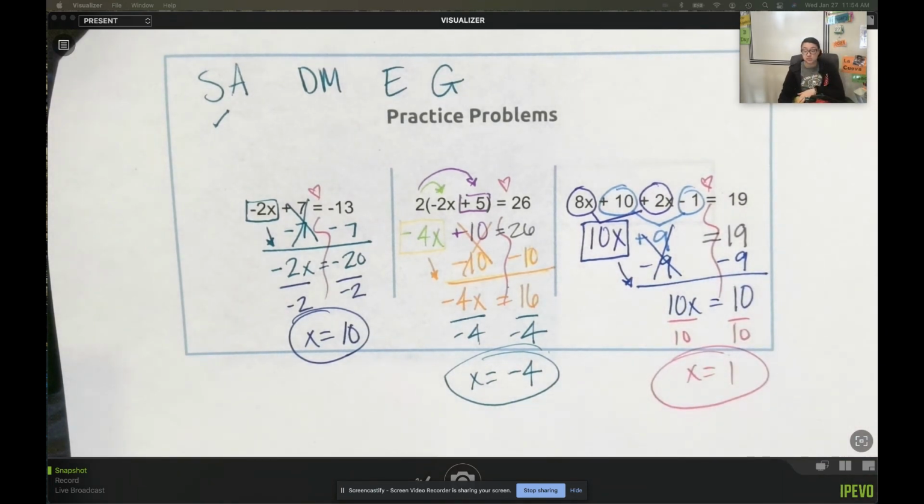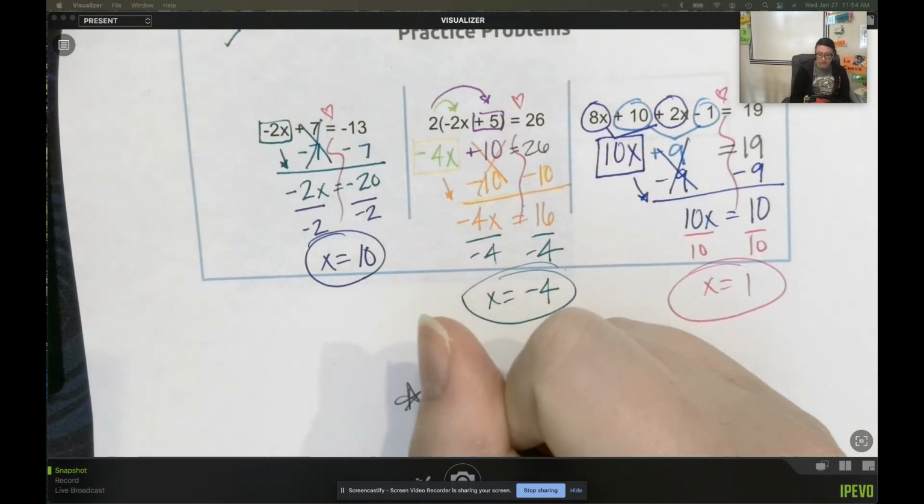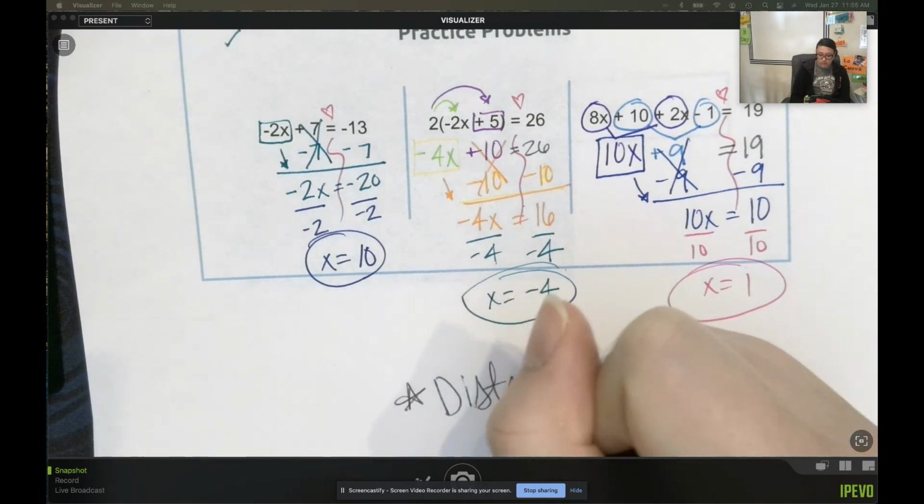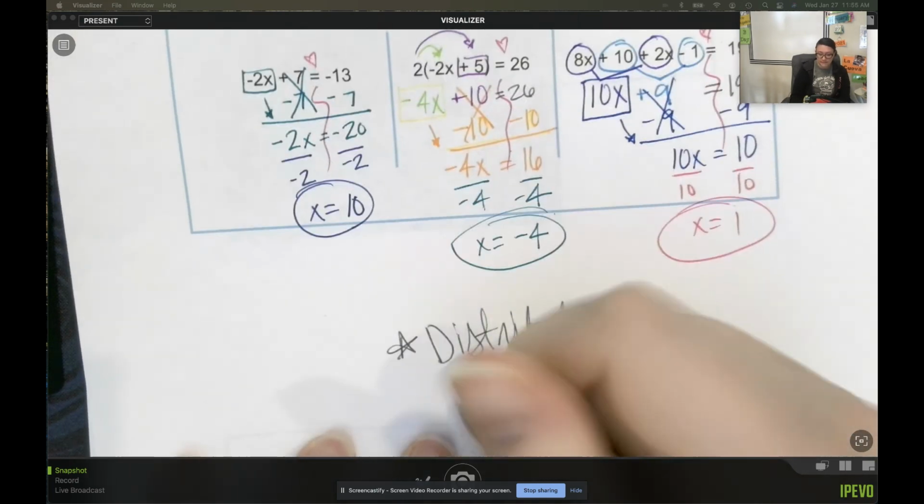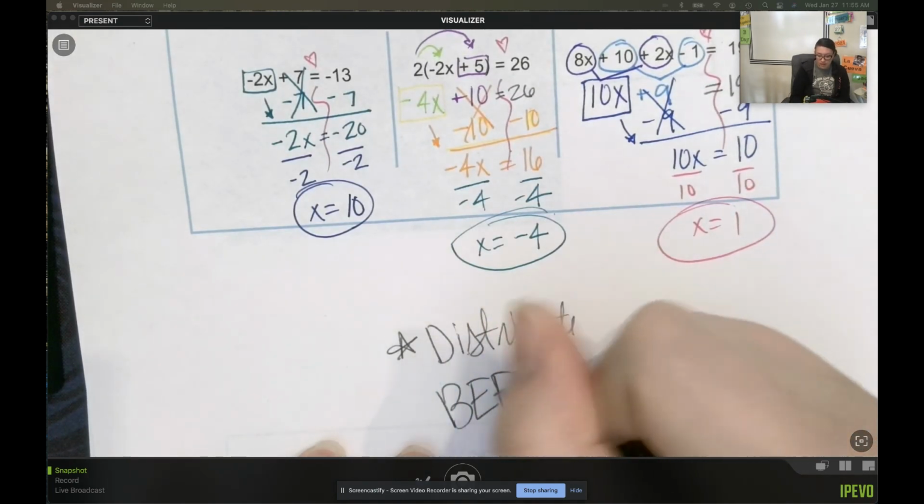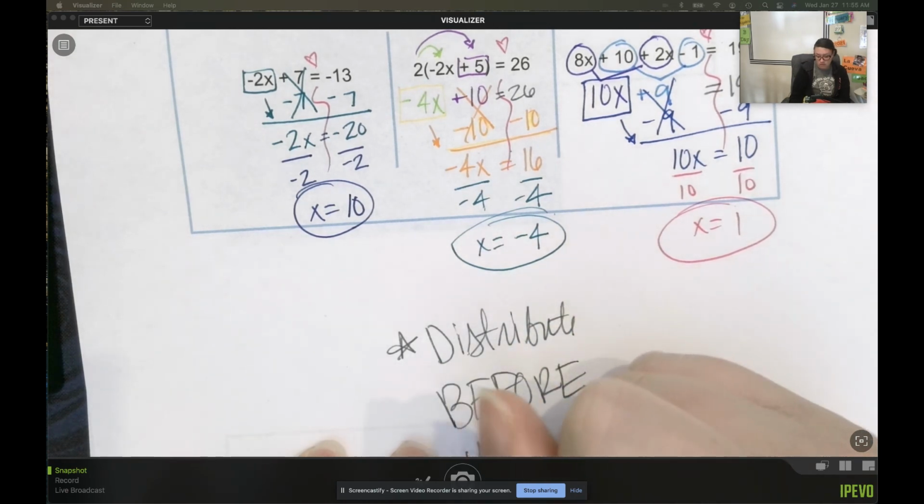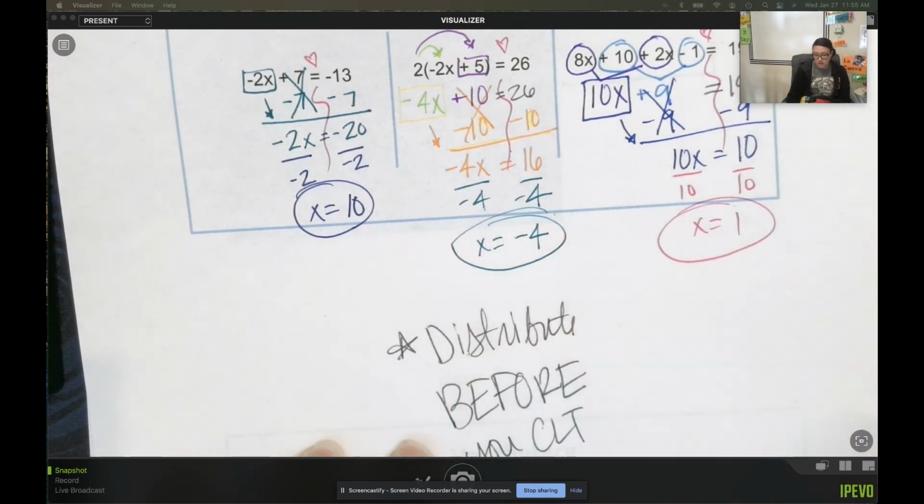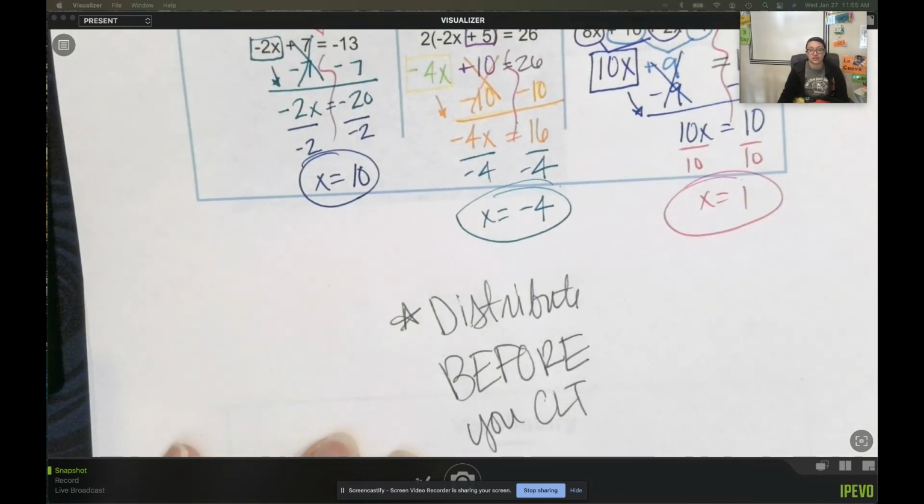Those weren't any problems where you had to distribute and combine, but don't forget, if you have to do both, distribute before you combine. Distribute before you combine like terms.